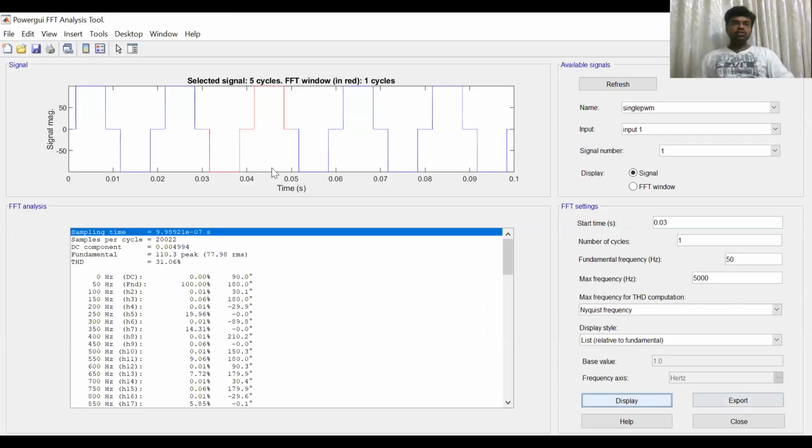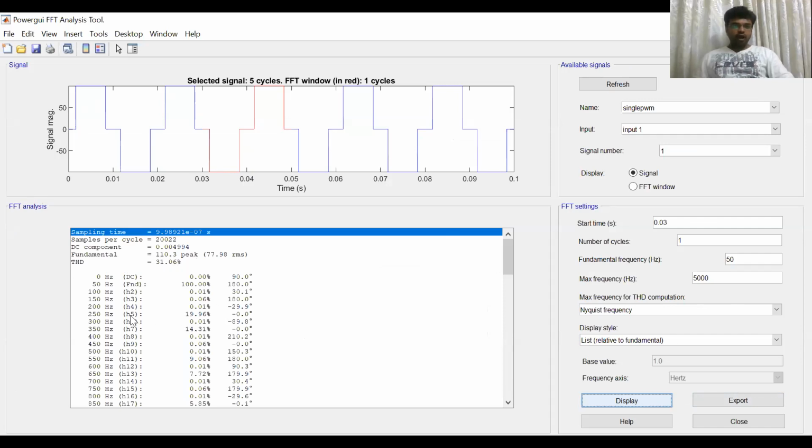So what is V01? This is the harmonic content V01. What is V01? We are getting a 110.3 peak. Just now we have discussed, right? What is the total harmonic distortion? Some 30 point, almost the same.